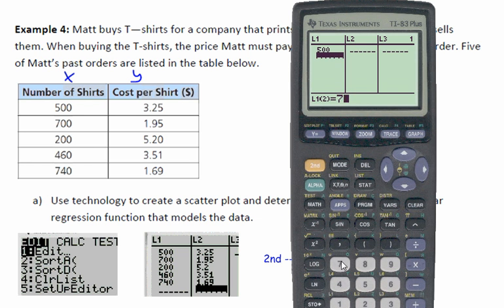So L1 is X. So we're going to enter in this data. 740. And make sure you push enter.